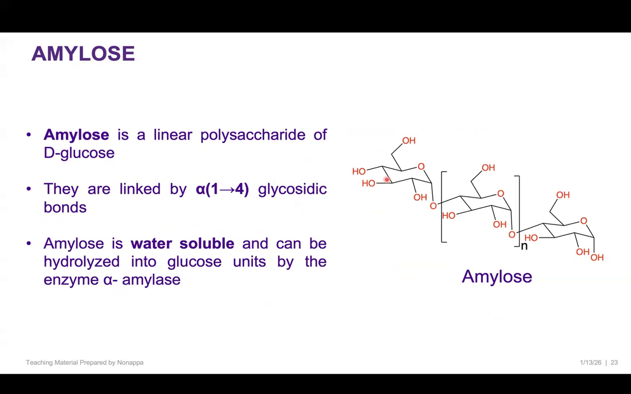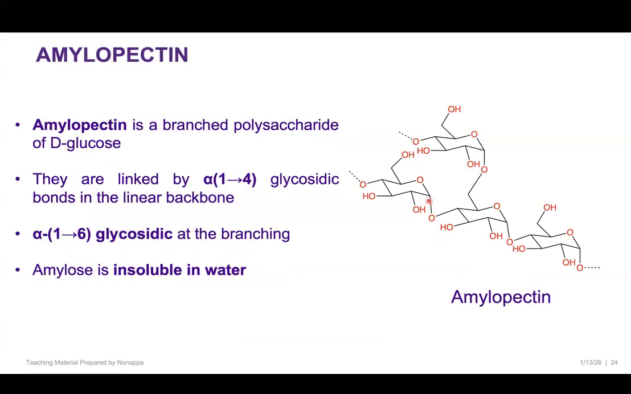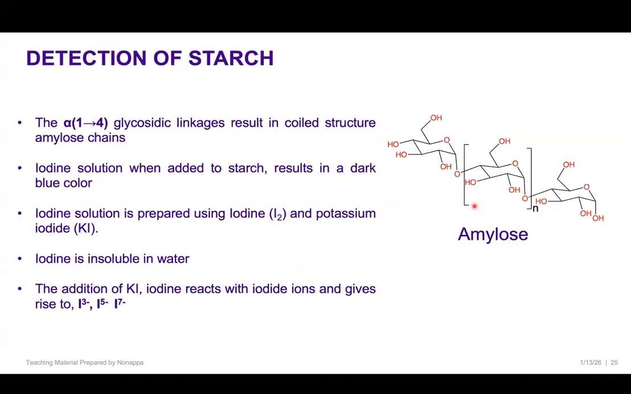Amylose is a linear polysaccharide where we have alpha 1,4 glycosidic linkage. This is water soluble and it can be easily hydrolyzed into glucose units by the enzyme alpha amylase. Amylopectin, on the other hand, has two types of glycosidic linkages, alpha 1,4 glycosidic linkage, and then again this branch structure, alpha 1,6 glycosidic linkage. This is not water soluble.